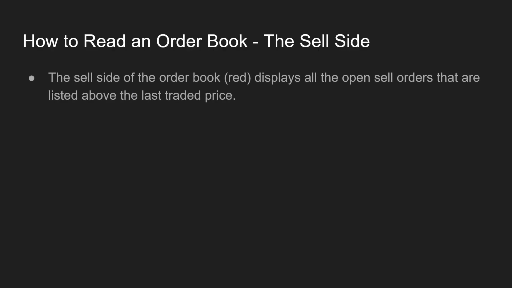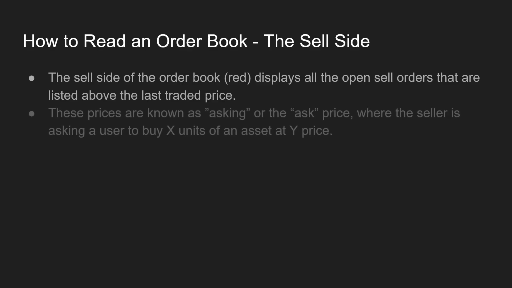Now the sell side of the order book is in red, and that typically displays all the open sell orders that are listed above the last traded price. These prices are known as asks, or the asking price, where the seller is asking a user to buy X units of an asset at Y price.